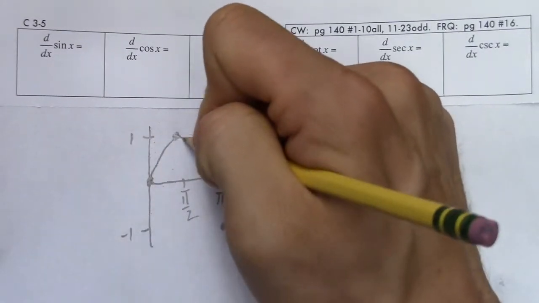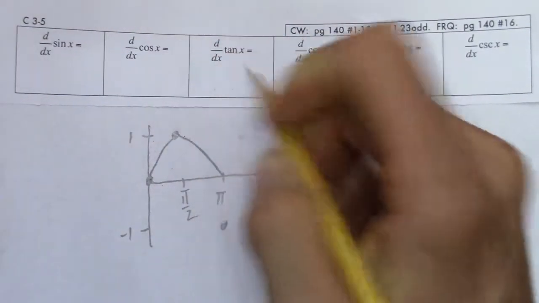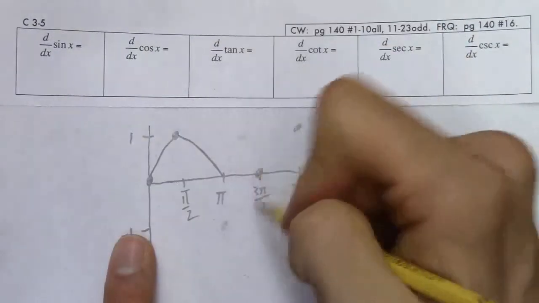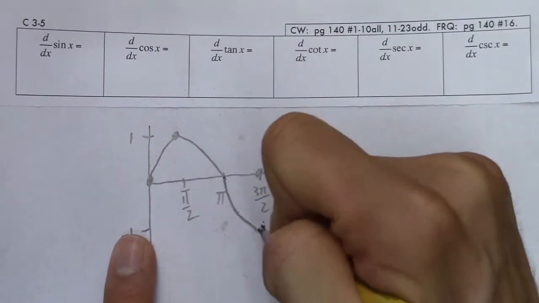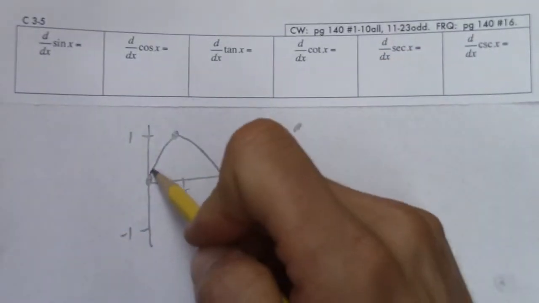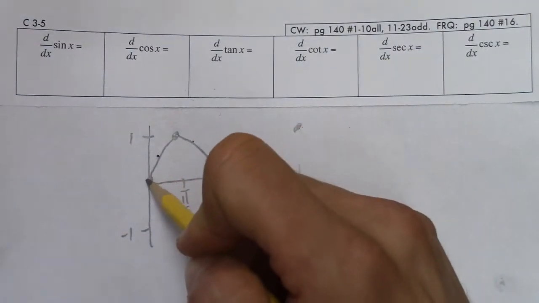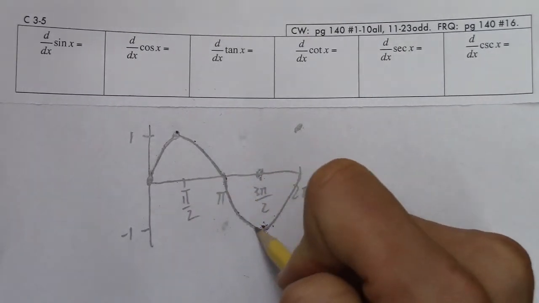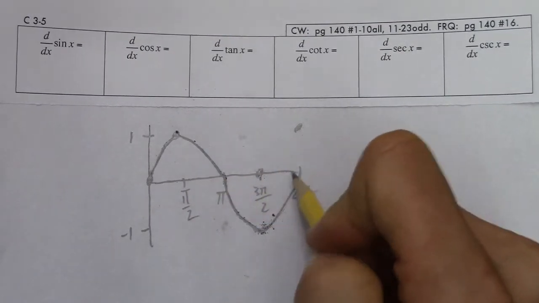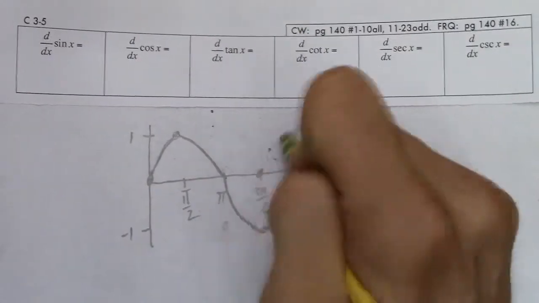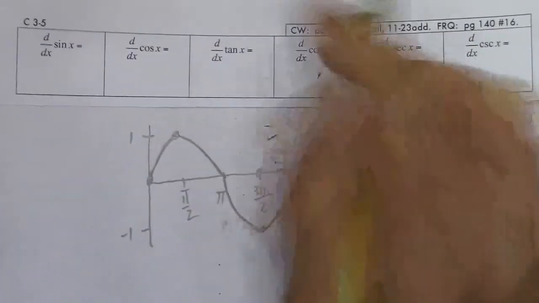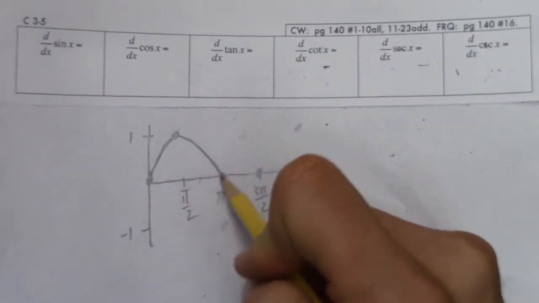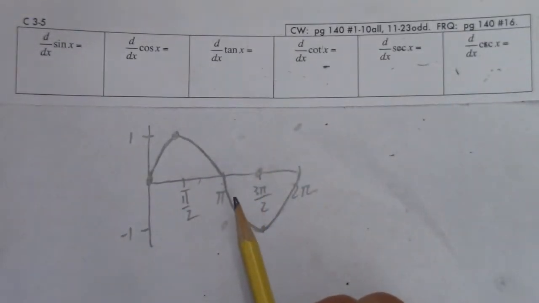Notice how I'm taking care to show that it's concave down. Notice how this graph curves like this. This is important to notice. Curves like this is concave up from pi to 2 pi. Concave up, concave down. That's called scaffolding, a teaching technique.